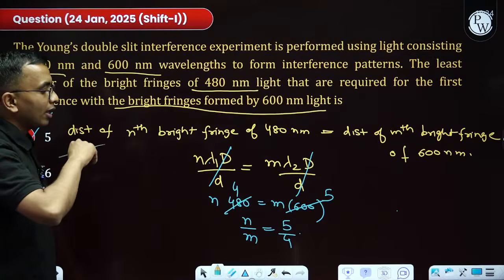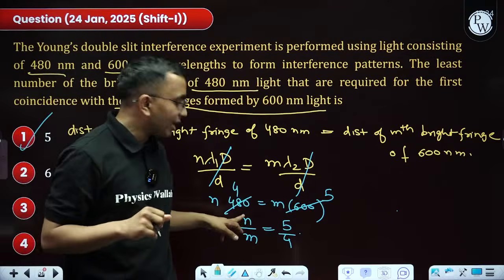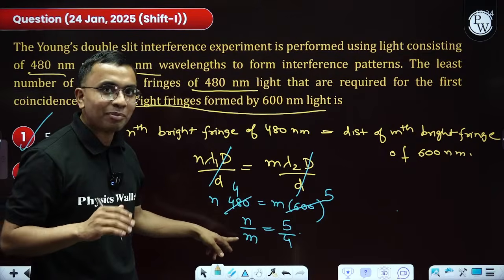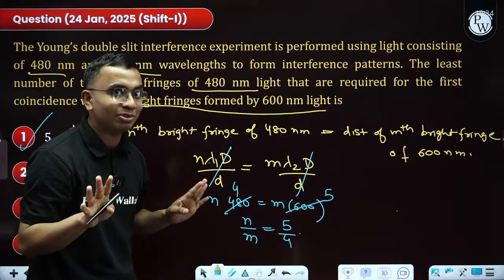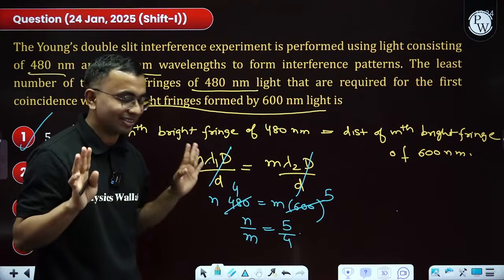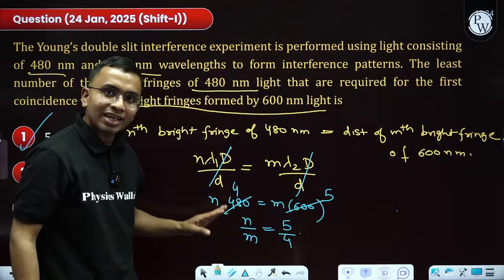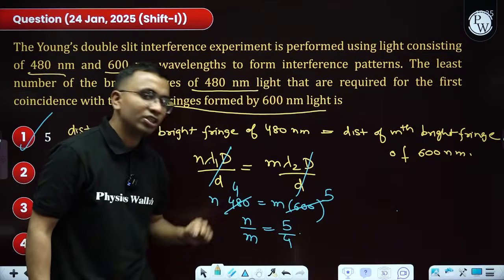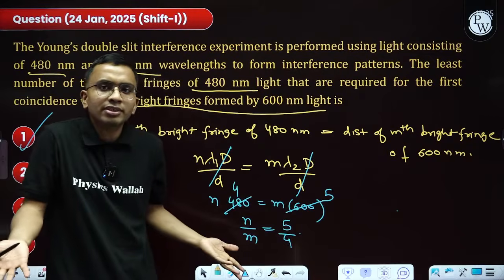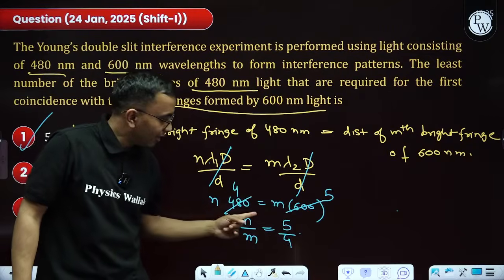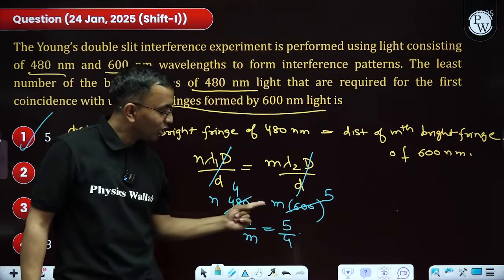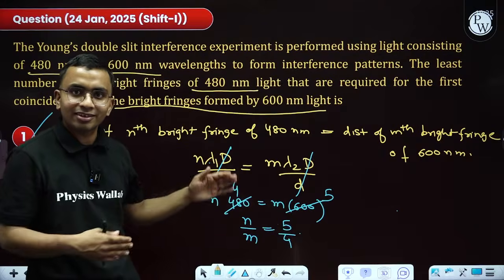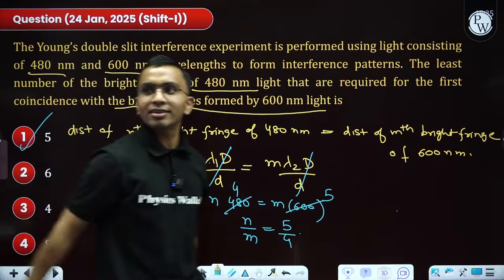Now, I know n and m have to be integers. Try to understand: n and m are the numbers of the bright fringe, so they have to be integers. They cannot be fractions. If they are integers, what is the smallest value of these integers such that this ratio is 5/4? This is 5, this is 4. Next possible 10 and 8. Next possible 15 and 12. Next possible 20 and 16. Like that, second, third, fourth.